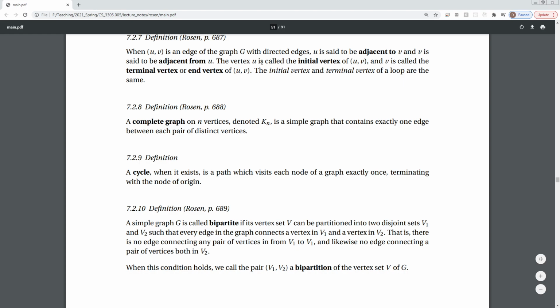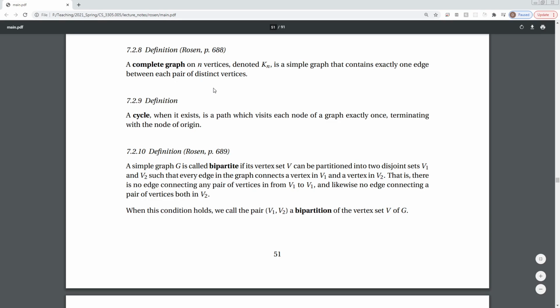Right? The vertex U is called the initial vertex, right? And the vertex V is called the terminal vertex, or the end vertex of that edge. The initial vertex and terminal vertex of a loop are the same. That kind of goes without saying. Okay, so then a complete graph with n vertices, denoted K sub n, is a simple graph that contains exactly 1 edge between each pair of distinct vertices.